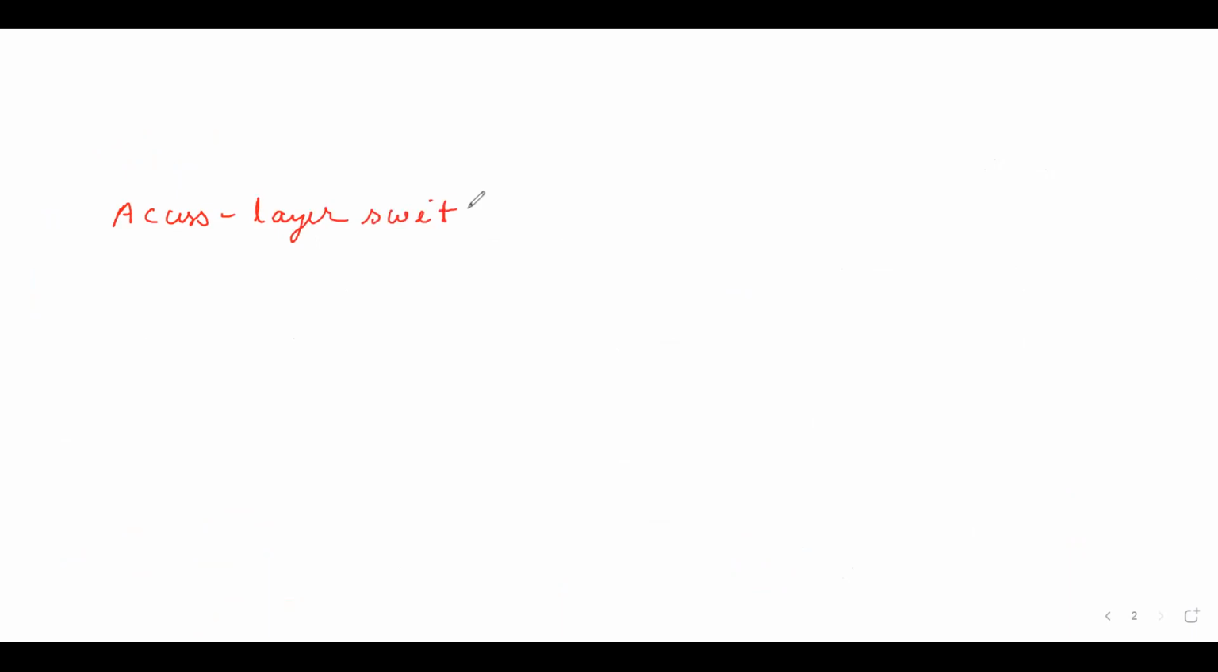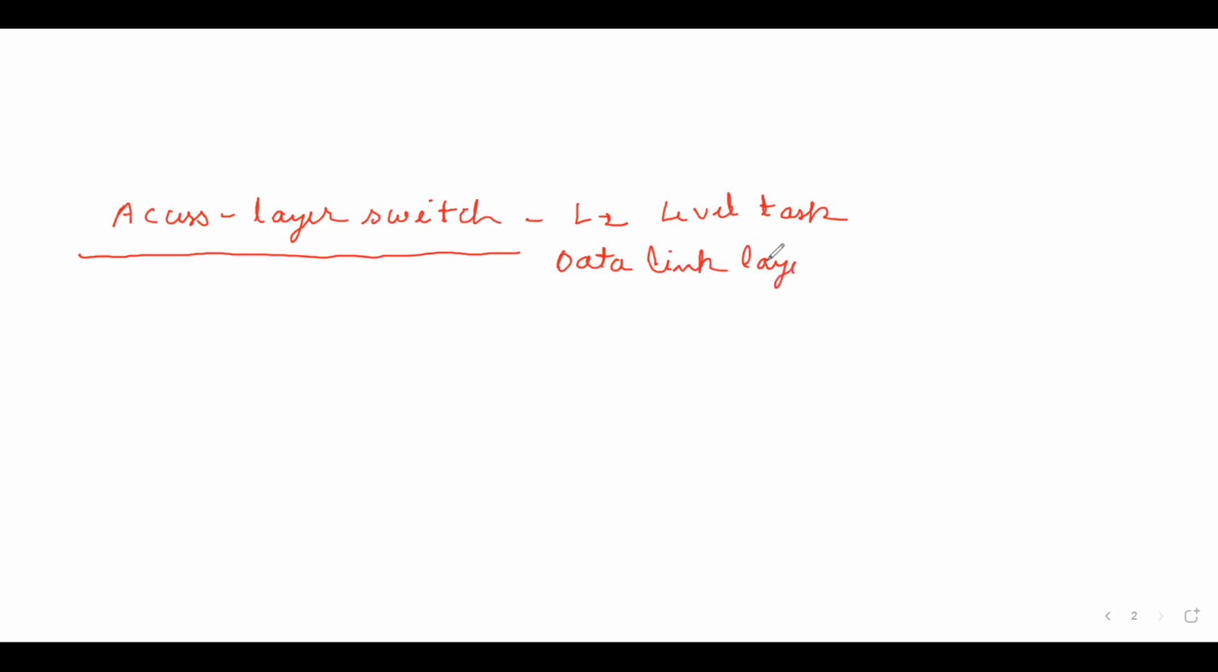This kind of switch can perform only L2 level tasks. L2 level tasks means data link layer. Data link layer means it can work only on MAC addresses, and they are low budget switches. It will just work on MAC addresses.